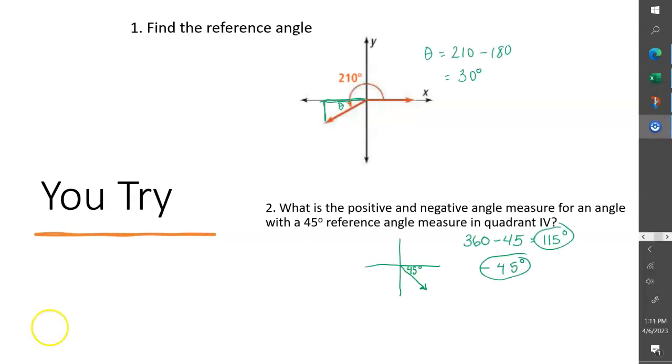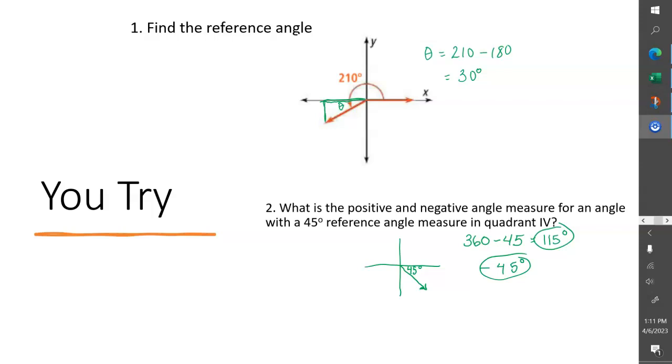Pause now. So for the first one, the reference angle is the angle that it makes as you draw your right triangle up to the x-axis. It's the angle that's close to the origin. So in this case, it would be 210 minus 180. This would be a 30-degree reference angle. Again, that means that this angle, 210, behaves a lot like 30 if we do sine and cosine for it.